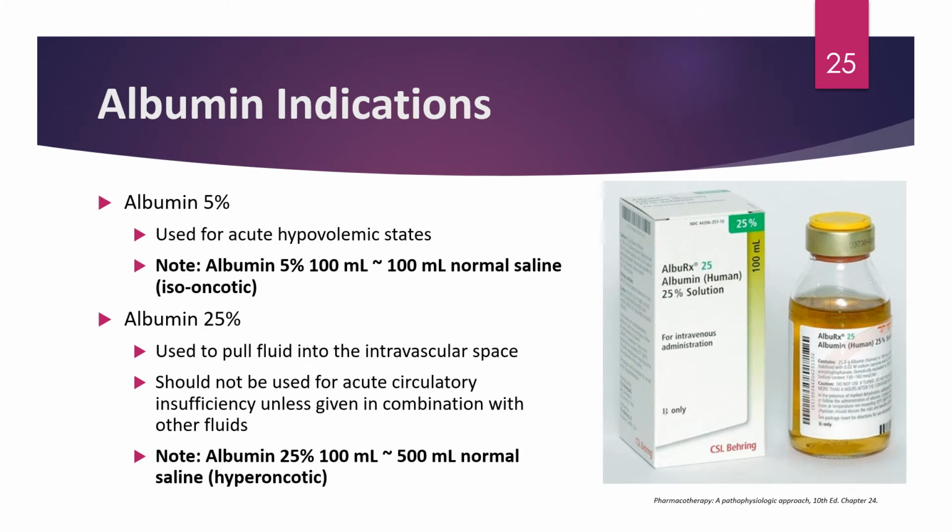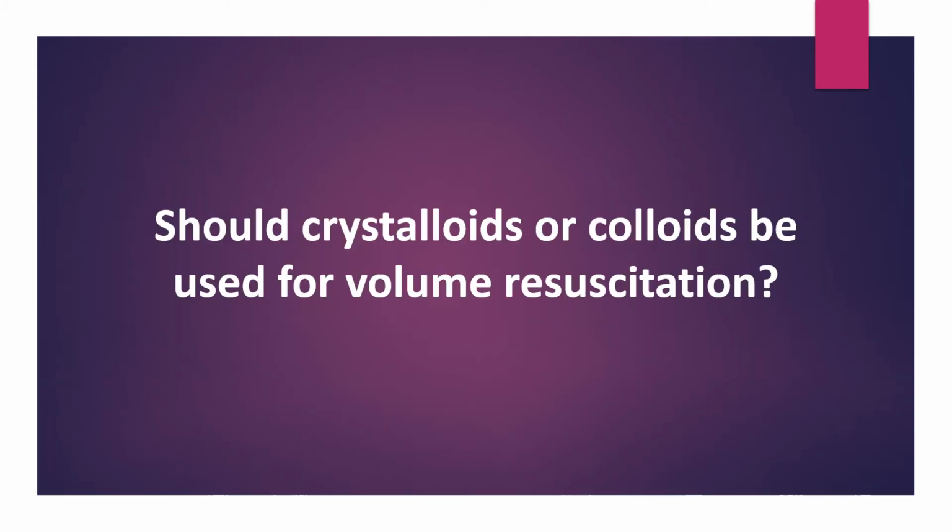And in those cases, 25% albumin does really well with that if you're giving it with other fluids like normal saline or lactated ringers. But the 25%, about 500 mils of normal saline is more or less the equivalent of what 25% albumin is. So in regards to albumin, 25% is basically considered hyperoncotic. It does very, very well on a volume basis to increase your volume status.